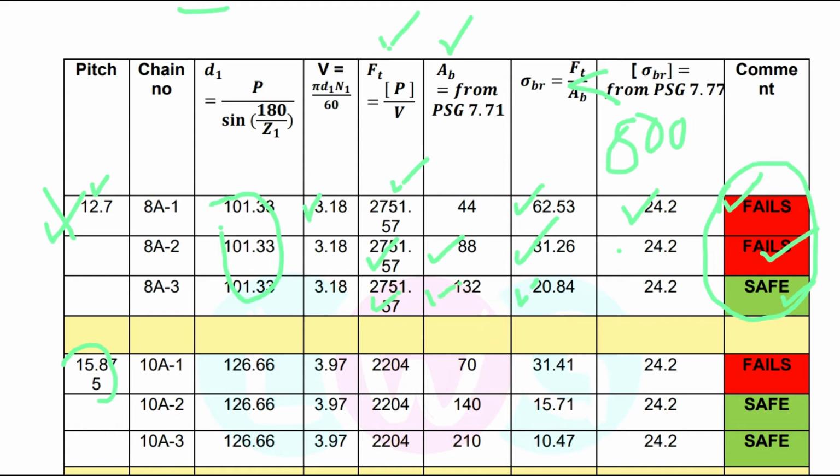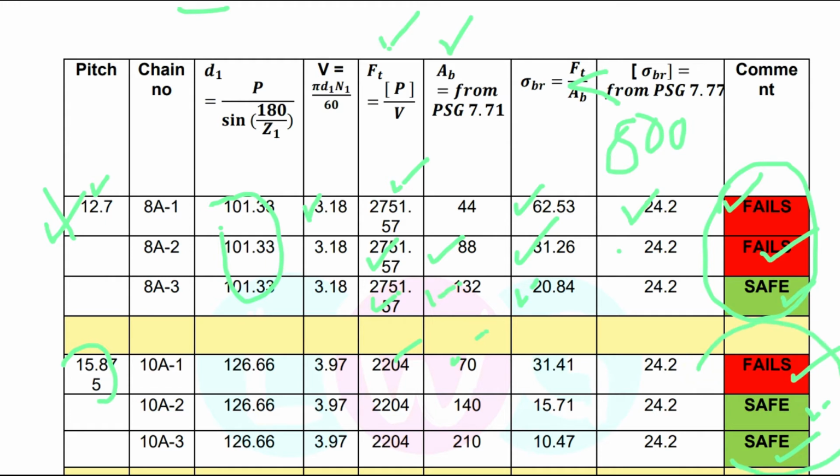So here see in this calculated BR, FT and AB, the FT value you got is 2204 and AB value is 70. Okay, substitute here, you will get 31, it is fail. 31 is greater than 24, so it will be fail. And here both are safe. As I said, all these three should be safe, then only this chain will be selected. So this also is rejected.